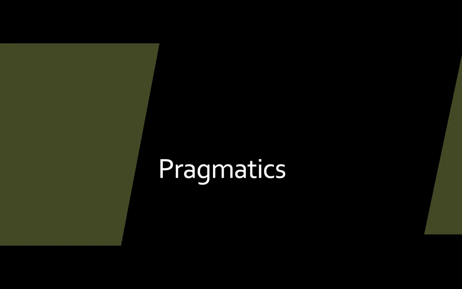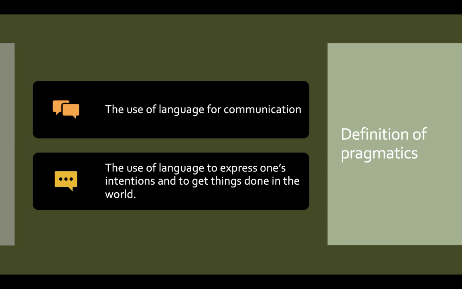Pragmatic. So this is really the last element of language to look at overall. Pragmatics is synonymous with social skills, social language. And that is a really, really important piece for successful life outcomes for anyone, whether they're neurotypical or have a disability. The definition of pragmatics is how we use language to communicate. So, the use of language for communication socially, and the use of language to express one's intentions and to get things done, basically, in the world.